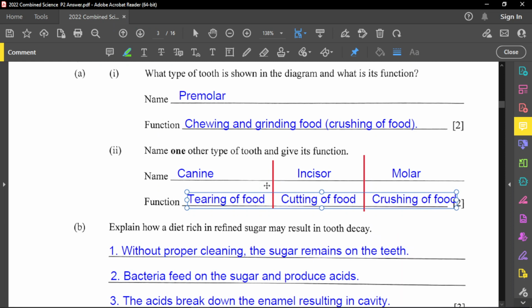Part 2 is to name one other type of tooth and give its function. So I give you all 3. You have a canine for tearing of food, an incisor for cutting of food, and if you write molar, then it is the crushing of food.